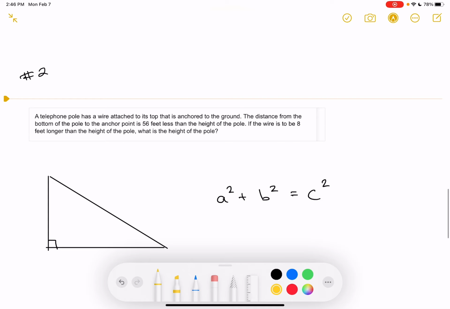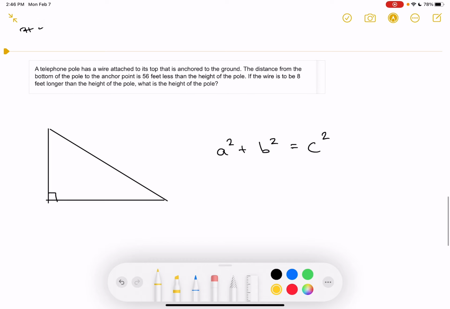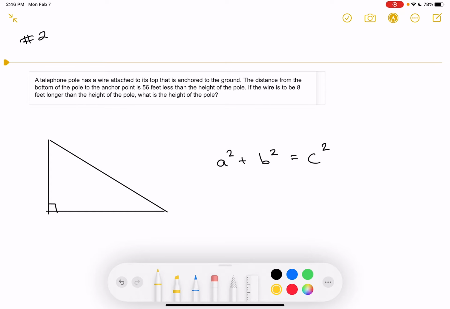All right, we have 3 questions here today. So let's go ahead and look at number 2. Now this came off that last test, which is totally fine. Let's take a look at it here. So we have a telephone pole has a wire attached to its top that's anchored to the ground. So here's the ground way over here. I'm going to write ground so I don't forget. The distance from the bottom of the pole, so it's going to be here, here's the pole, to that anchor point is 56 feet less than the height.